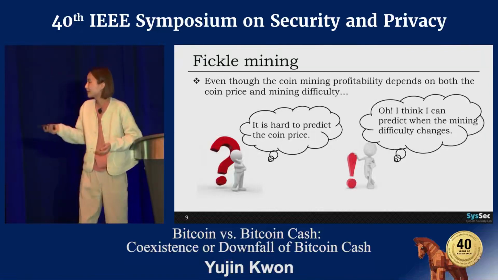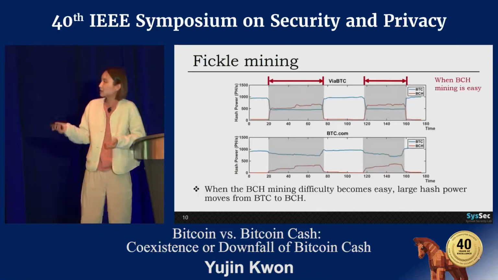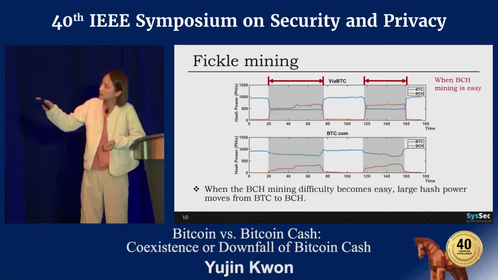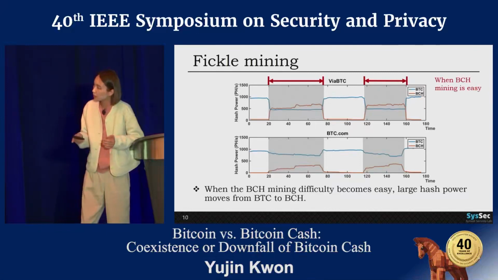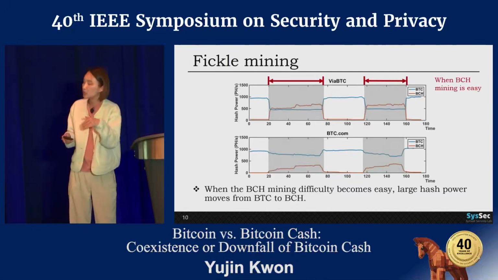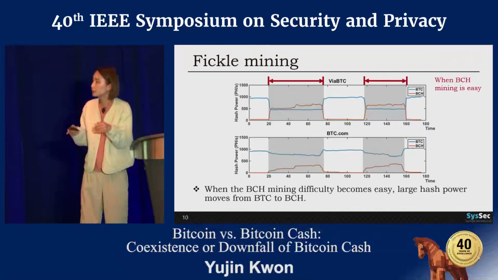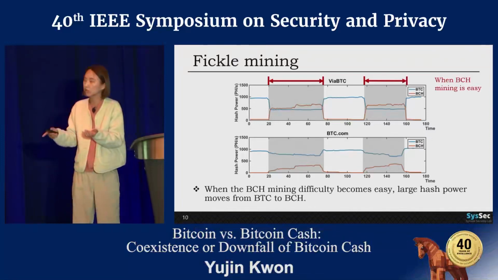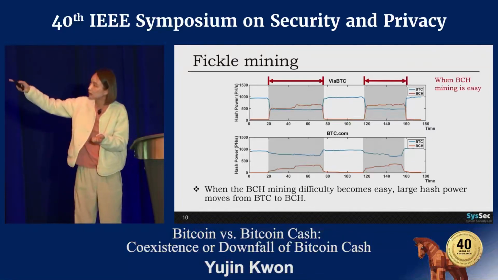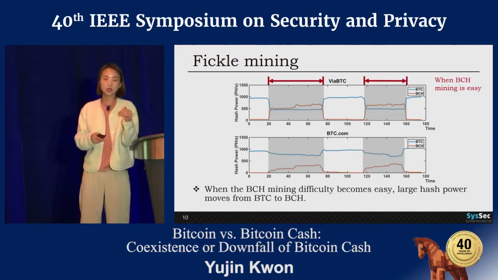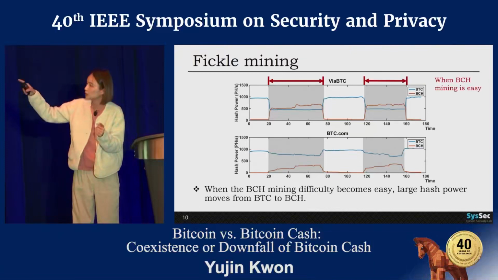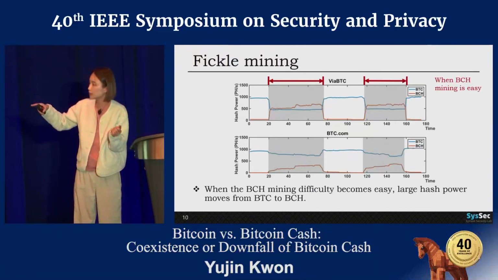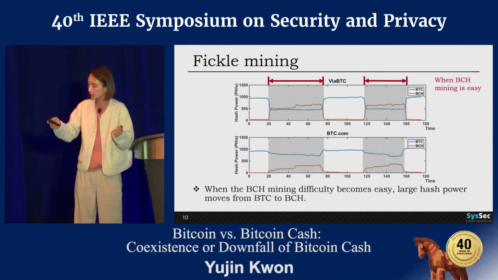Okay, so look at this figure. At the start of the gray zone, the BCH mining difficulty decreased, so large hash power moves from BTC to BCH. At the end of the gray zone, the BCH mining difficulty increased again, so because of that, the large hash power moves from BCH to BTC.